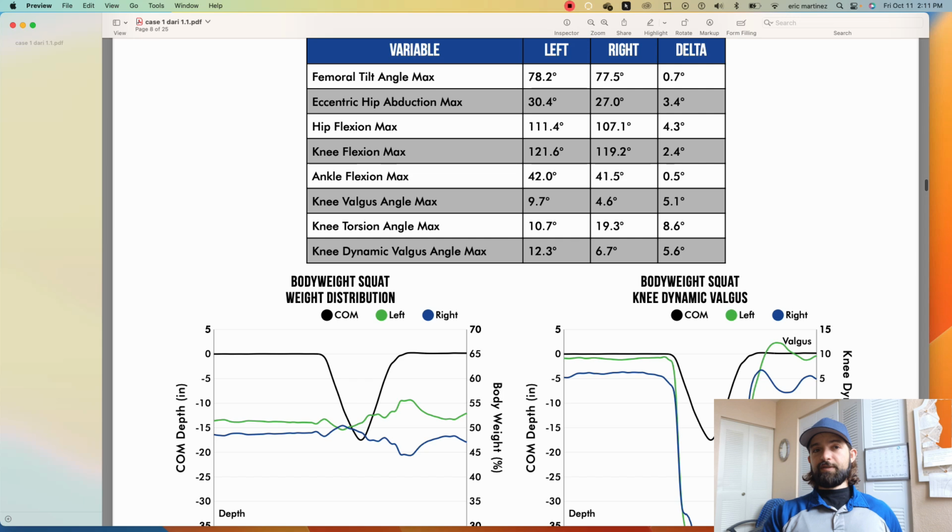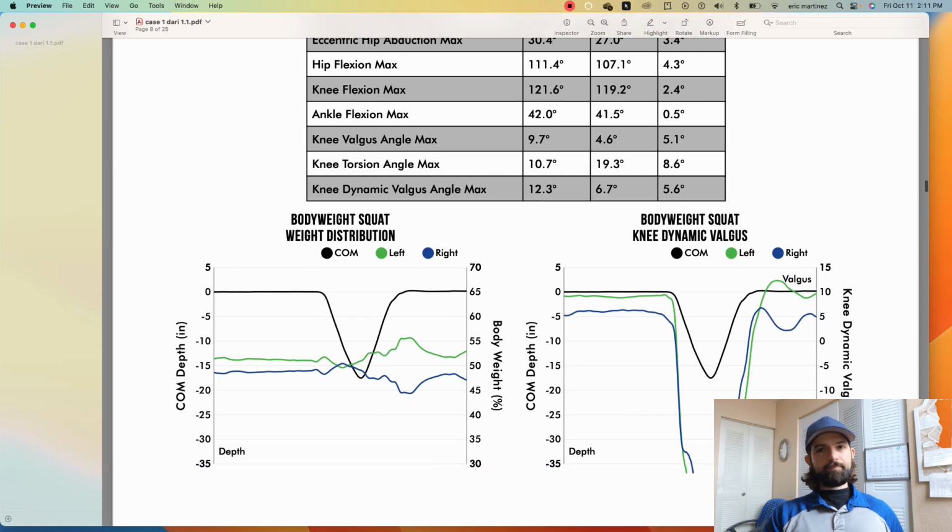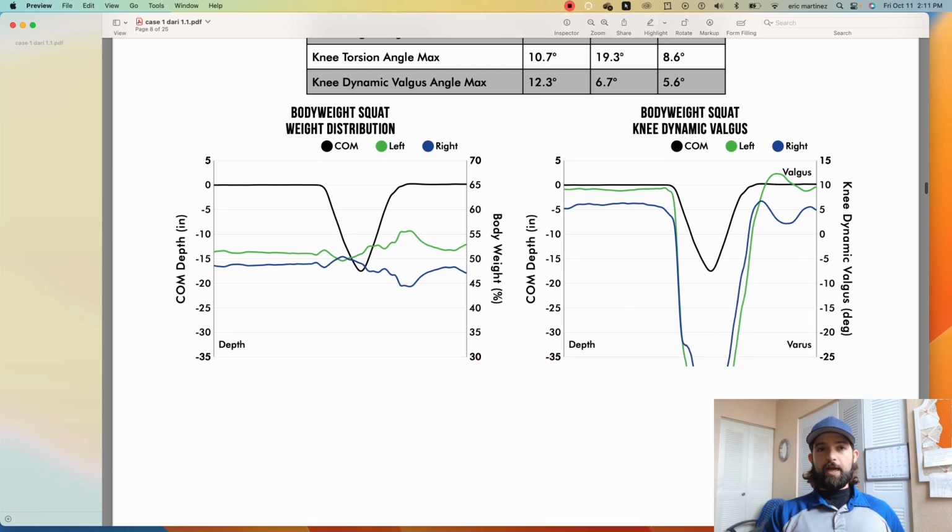Because he doesn't have much of a squat, we want to see what's the ratio between ankles, knees, and hips. They look pretty good, but he is bearing a lot of weight on his knees. These two should be somewhat evenly distributed, but it's not bad.